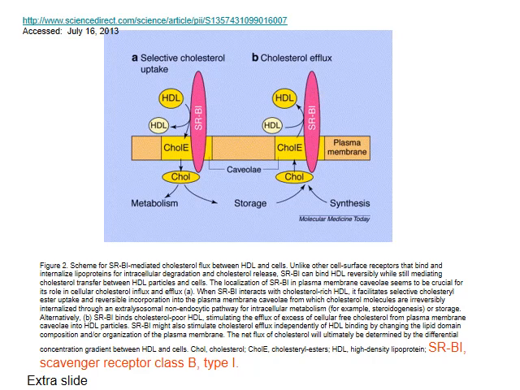Alternatively, SRB1 binds cholesterol-poor HDL, stimulating the efflux of excess cellular free cholesterol from plasma membrane caveolae into HDL particles. SRB1 might also stimulate cholesterol efflux independently of HDL binding by changing the lipid domain composition and organization of the plasma membrane. The net flux of cholesterol will ultimately be determined by the differential concentration gradient between HDL and cells.